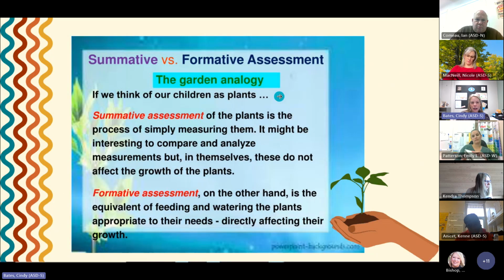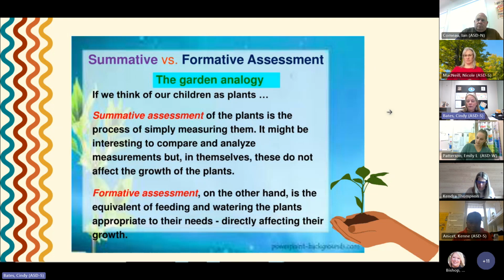And so we use the summative versus formative assessment garden analogy. Basically, if we think of our learners as plants, summative assessment, we're measuring them, we're comparing them against other plants, we're analyzing the measurements, but it really doesn't affect the growth of the plants. However, with formative assessment, we're testing as we go, based on the type of food or how much water or how much sunlight they're getting, like what effect did that have on the plant?